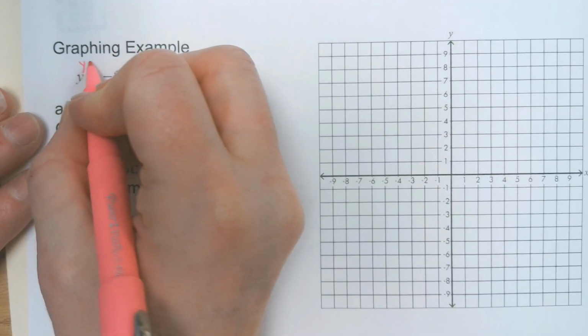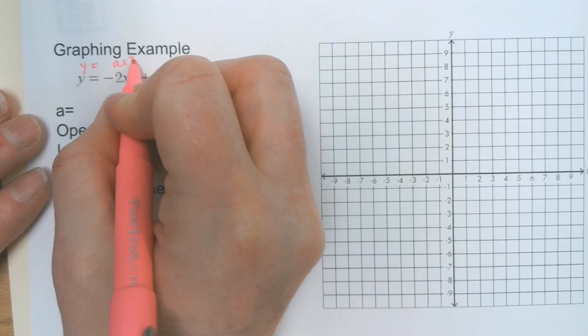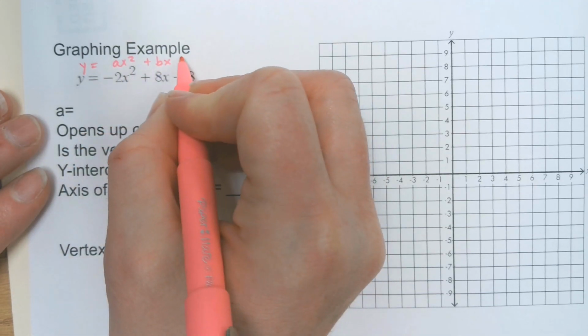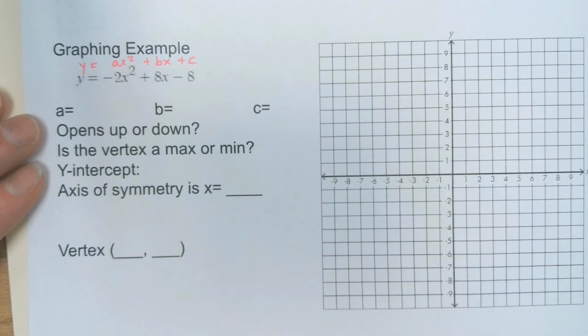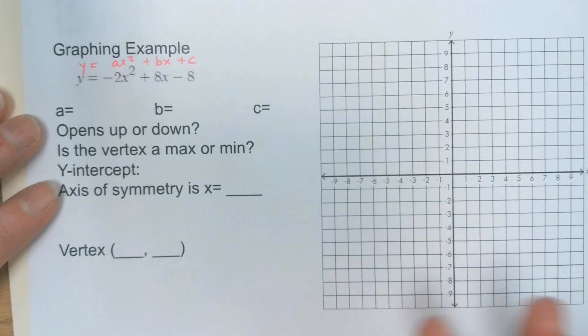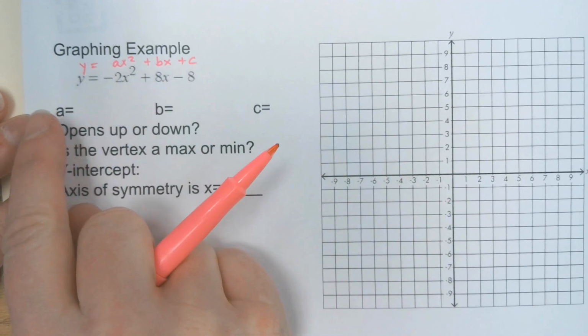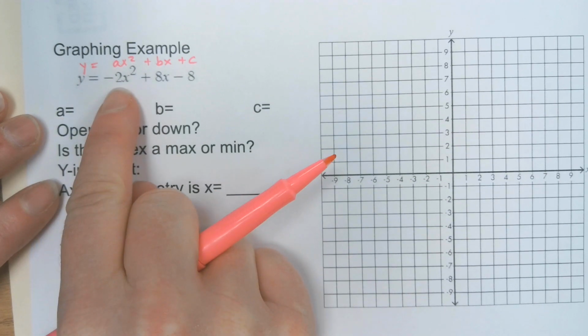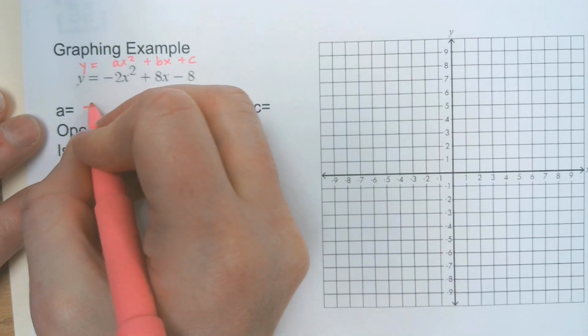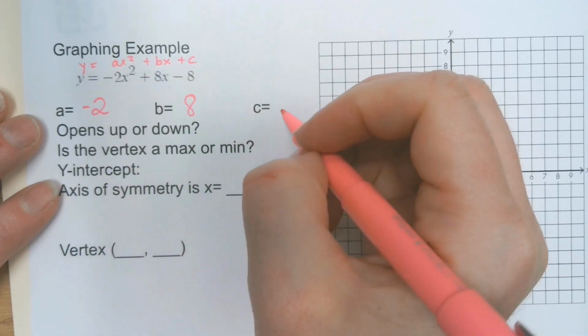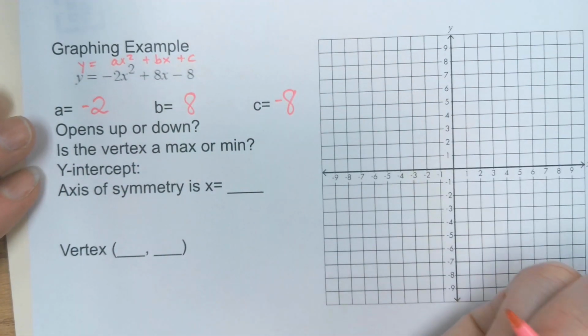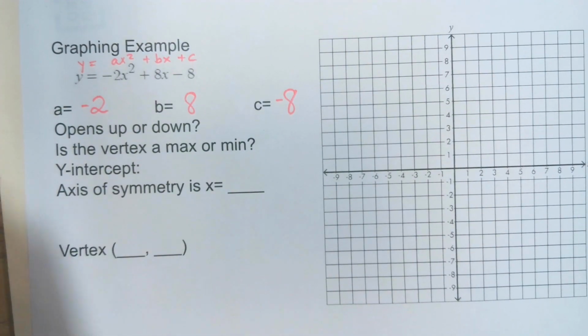So y equals ax squared plus bx plus c. This is written in standard form. In order to graph, we need to graph this in our calculator, but let's first identify a. A is -2, b is +8, and c is -8. So we need to answer a few questions about this.